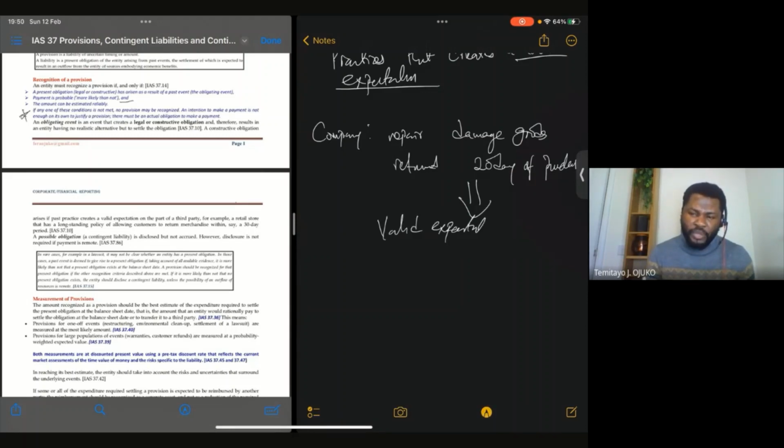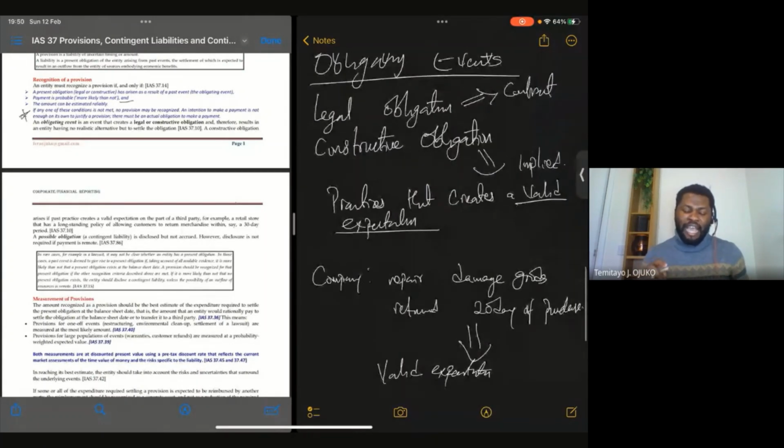It's not written down anywhere. It is not legally binding. There's no contract that was signed. It has created a valid expectation in this case, which means that to a large extent that company has an obligation, a present obligation, which is a liability. So, like I said earlier, an obligating event can come as a result of legal obligation, which is contract, law, legislation, or constructive obligation. Constructive obligation comes as a result of what? Valid expectation.